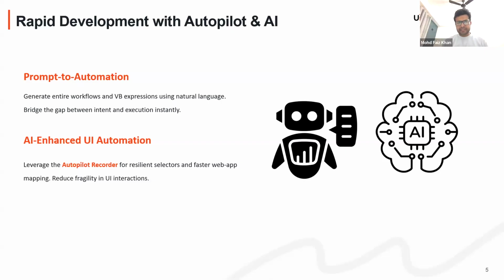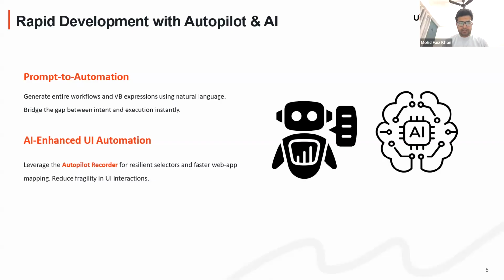And if you feel like it is not the right solution or the right workflow created by the autopilot, you can continue your conversation with the autopilot in order to adjust the code or adjust the RPA flow. So here you can see prompt to automations, like everywhere we have the autopilot capabilities. You can build the flow. You can also create VB expressions with the help of natural language.